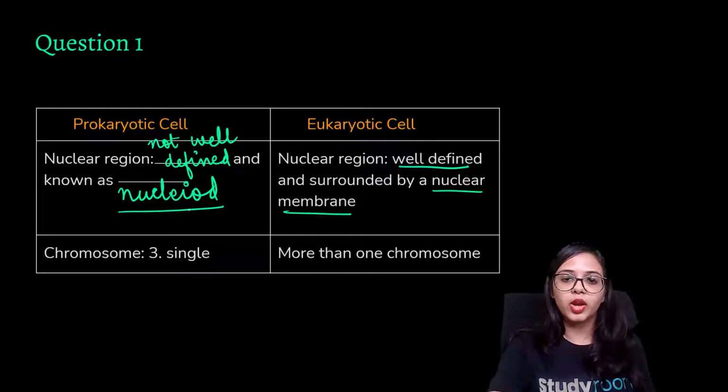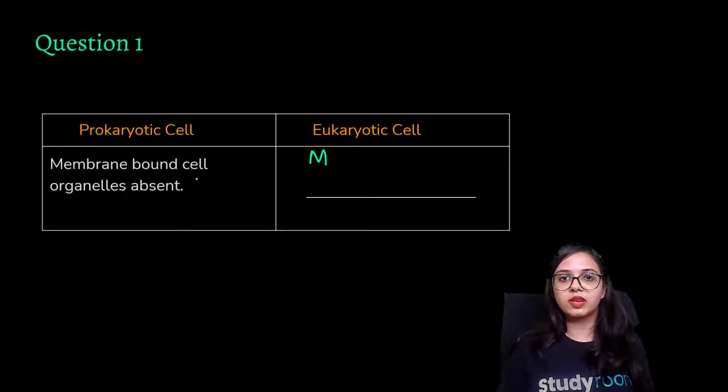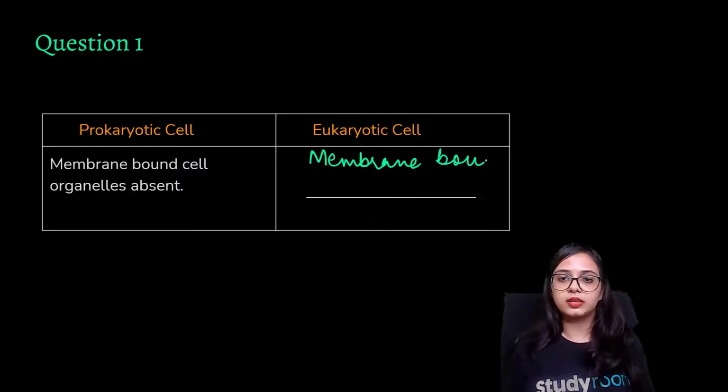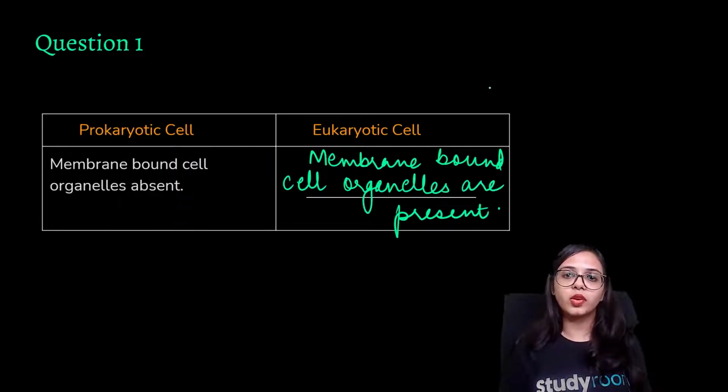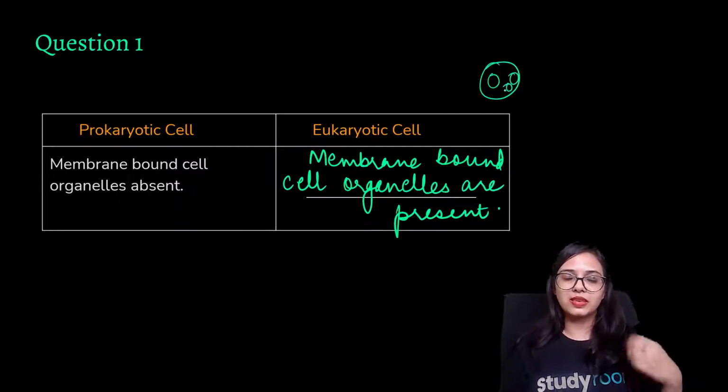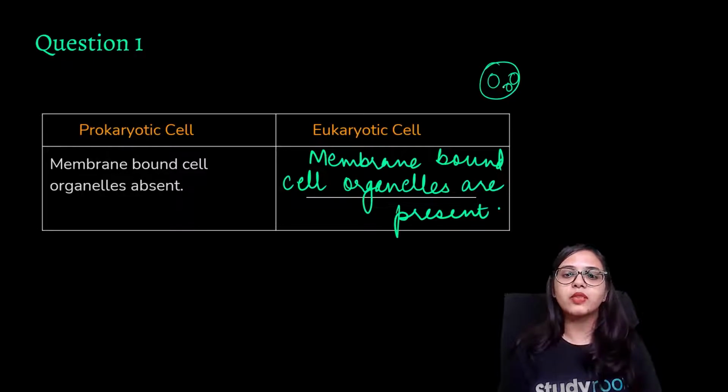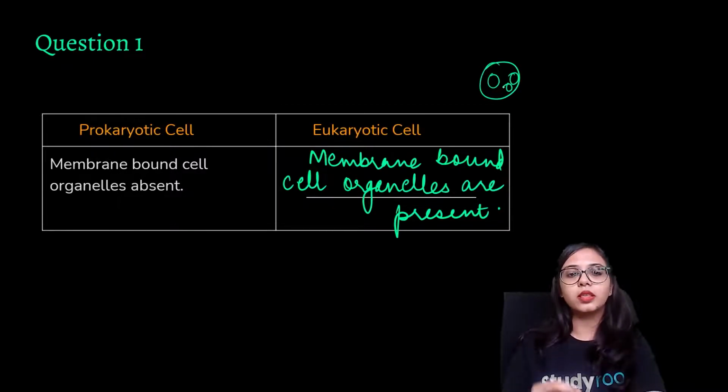Chromosome: we have a single chromosome in a prokaryotic cell, whereas there is more than one chromosome in the eukaryotic cell. In the prokaryotic cell, membrane-bound cell organelles are absent, whereas in the eukaryotic cell, membrane-bound cell organelles are present. By this we mean that organelles, the entities inside the cell, also have membranes. So there is an outer covering of cell membrane as well, and the inside organelles also have membranes of their own. Not all of them, but yes, some do. But in a prokaryotic cell, there is no membrane-bound cell organelle.